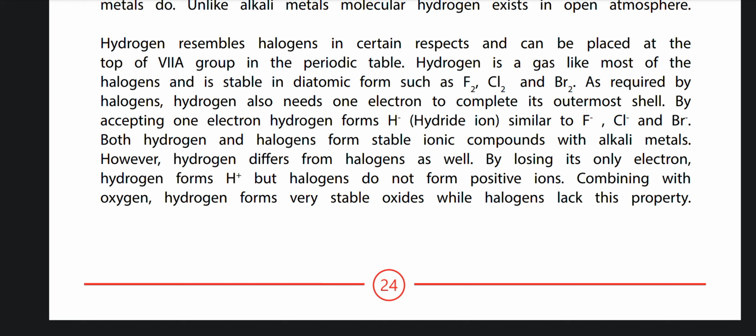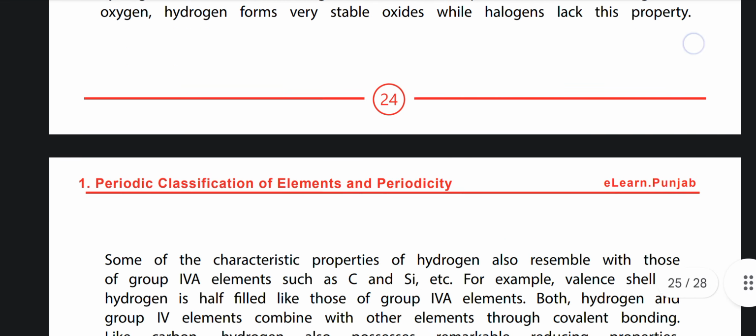By accepting one electron, hydrogen forms H- hydride ions, similar to F-, Cl-, and Br-. Both hydrogen and halogens form stable ionic compounds with alkali metals. However, hydrogen differs from halogens as well. By losing its only electron, hydrogen forms H+, but halogens do not form positive ions. Combining with oxygen, hydrogen forms very stable oxides, while halogens lack this property.